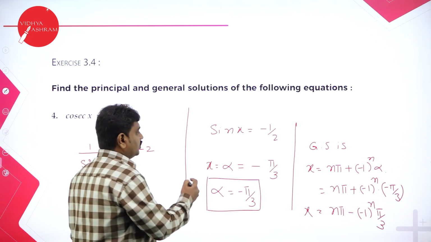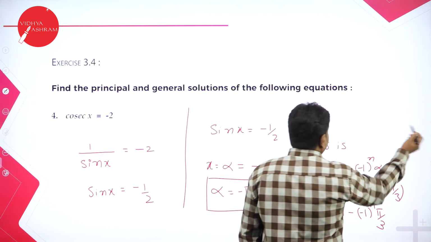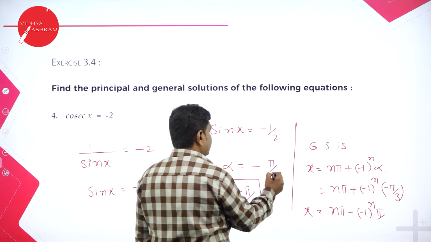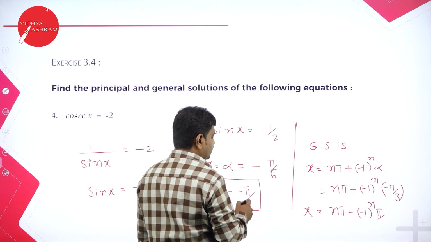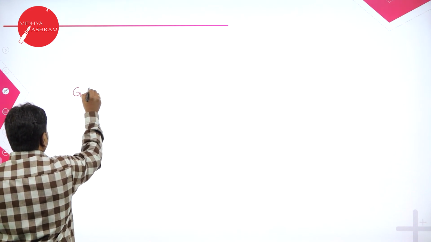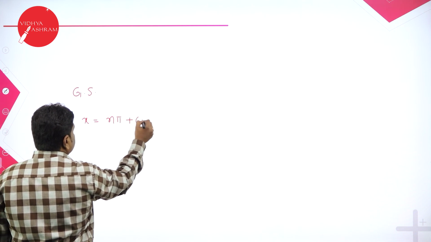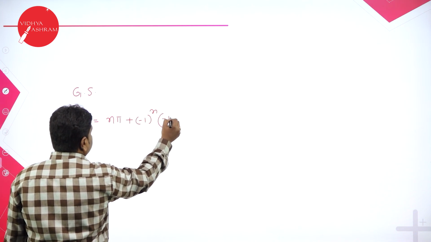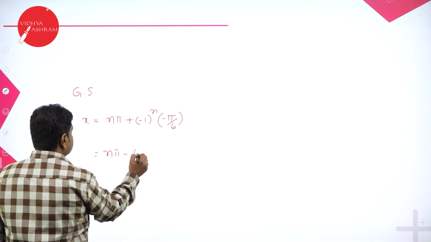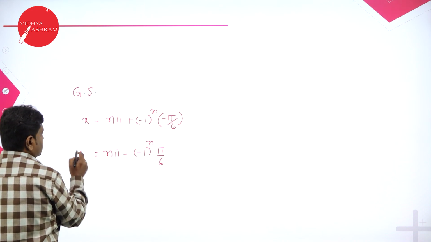This is the angle. Now, sine what is half? Sine 30. 30 means what? Pi by 6. It's not pi by 3. It is pi by 6. Sine half we need, so sine 30. 30 means pi by 6. For this the general solution we got is x is equal to n pi plus minus 1 whole power n minus pi by 6. Or plus into minus, I can write n pi minus 1 whole power n pi by 6 is the GS.